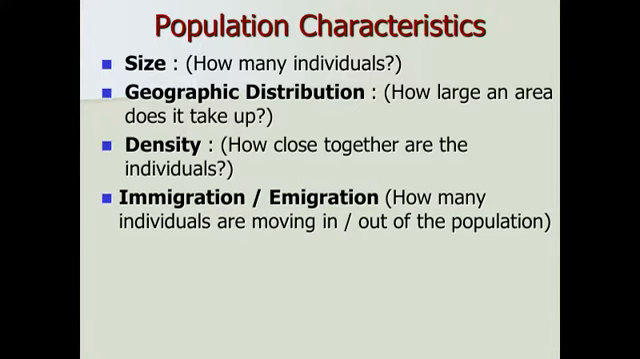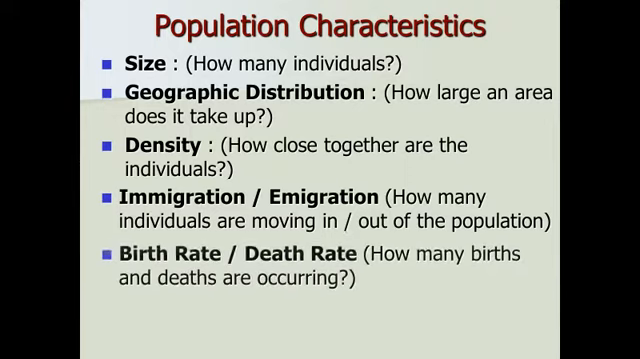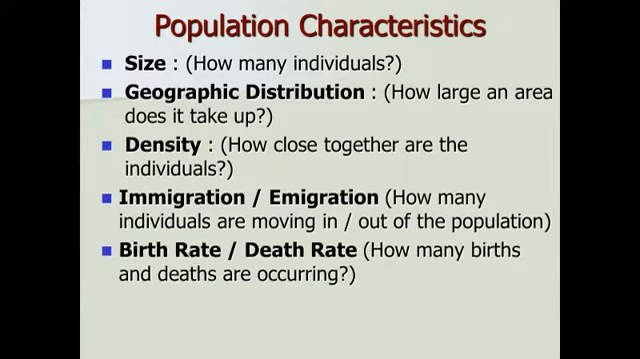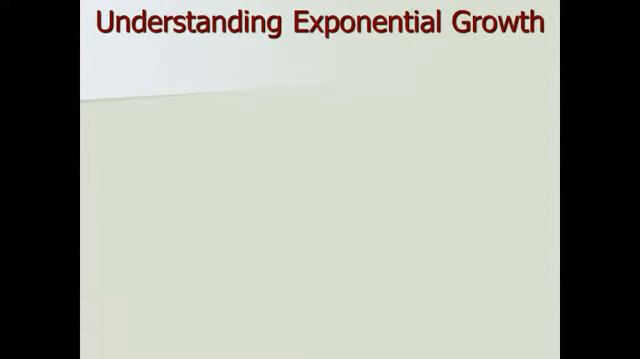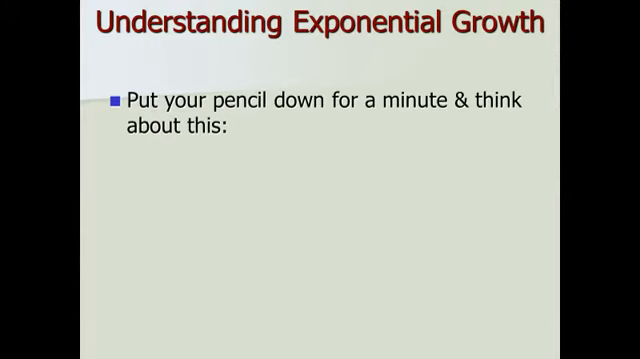We also like to know how the population is growing or not growing, and the immigration and emigration rates, which tell us how many individuals are coming in or leaving a population, as well as birth and death rates. Those four factors together give us some idea of how rapidly the population is growing or shrinking. Well, the way populations grow, to understand this, we have to understand this idea of exponential growth rate.